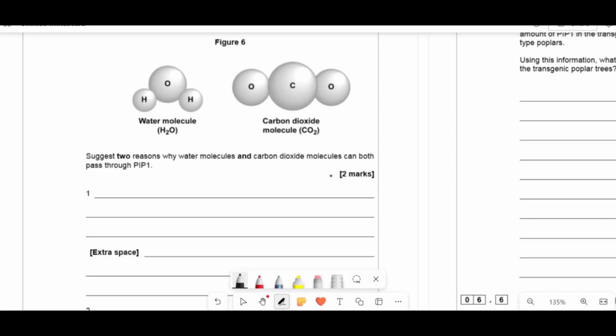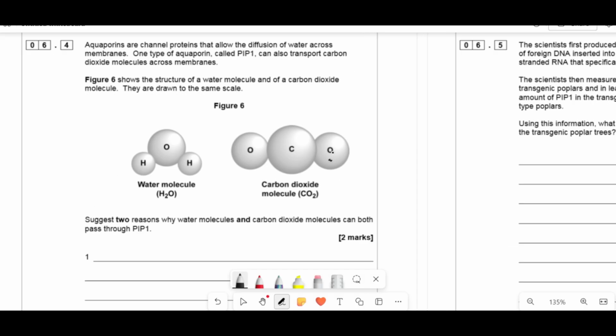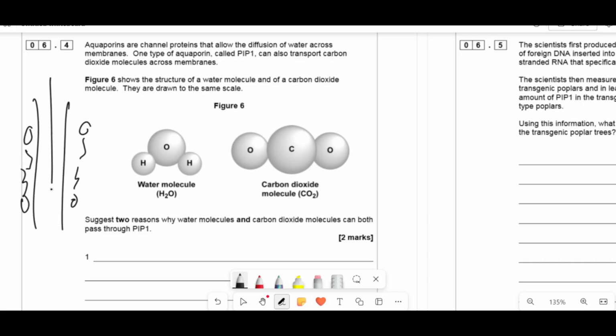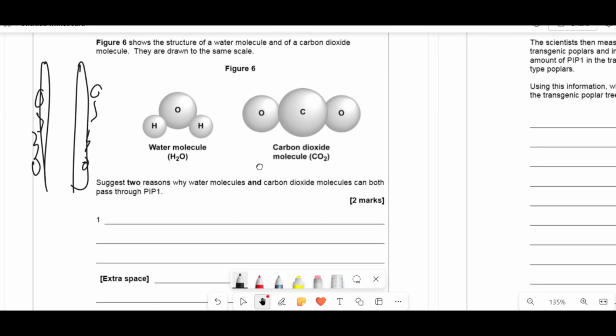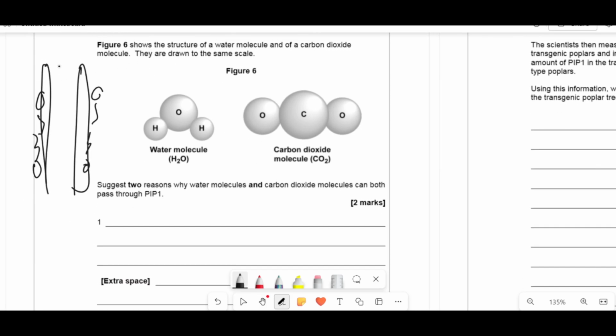Remember that PIP1, it's told you, is a channel protein. So here's your phospholipid bilayer. A channel protein literally just makes a hole like this for something to move through. So if these are both able to move through this, then clearly they must be able to fit. So they're similar in size, therefore they can fit.